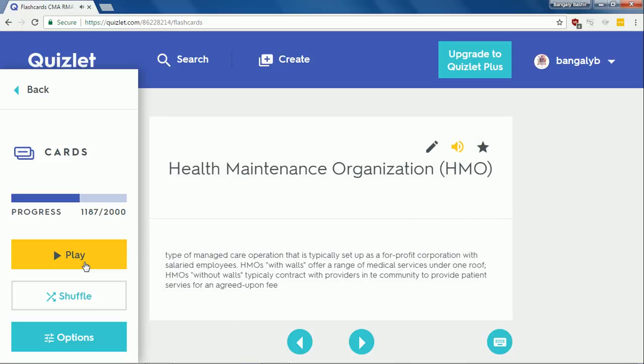Health maintenance organization: type of managed care operation that is typically set up as a for-profit corporation with salaried employees. HMOs with walls offer a range of medical services under one roof. HMOs without walls typically contract with providers in the community to provide patient service for an agreed-upon fee.